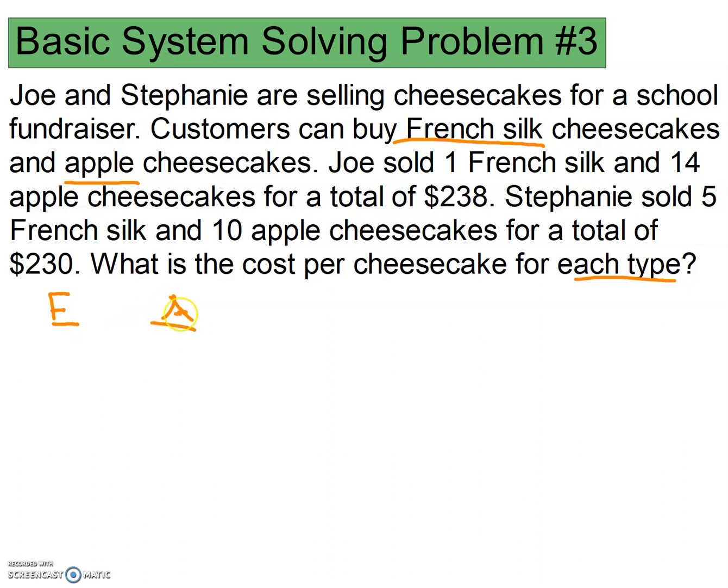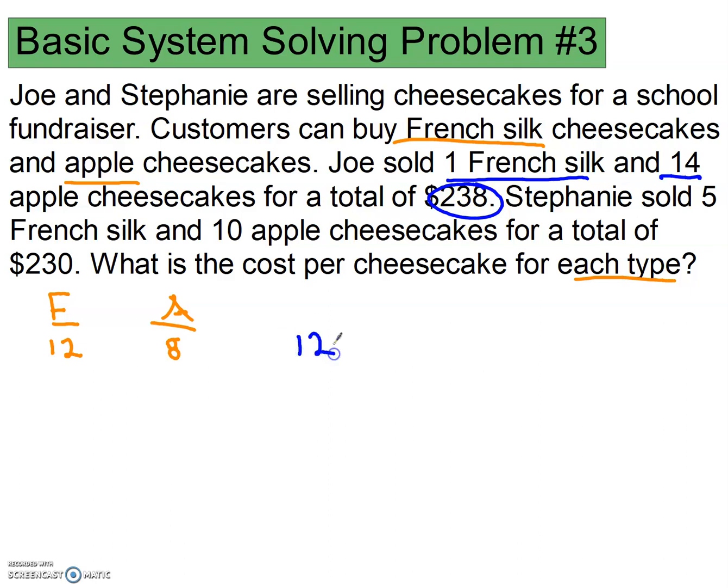Okay, so if you don't see what the equations should be, take a guess and then look and see if your guess is right. So I'm just going to guess French silk sounds more expensive than apple, so let's guess 12 and 8 and see what happens. So if that's true, then Joe, when he sells his cheesecakes, one of his French silk cheesecakes plus 14 of the apple ones has to total up to 238. So let's look and see if it works.